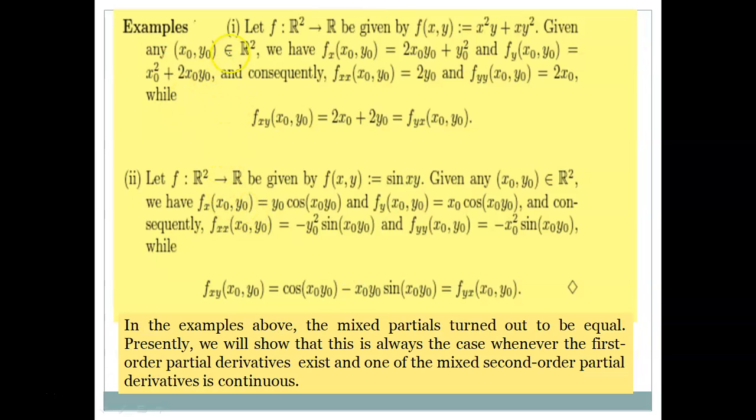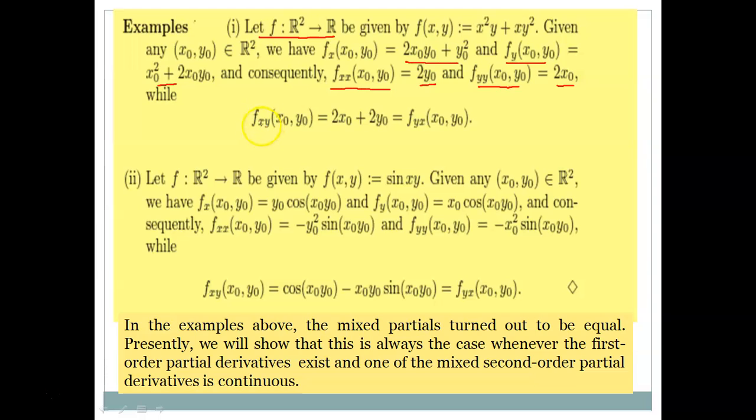You have the next example here, the first part. Let you have a function from R square to R given by f of x, y equal to x square y plus x y square, and a point x naught, y naught belonging to R square. You take the first order partial derivative with respect to x, and then put the coordinates of the point x naught, y naught, we get this. Similarly, we can find f_y at x naught, y naught. Consequently, the second order derivatives at the same point come out to be this and this. Now let us look at the mixed partial derivatives.